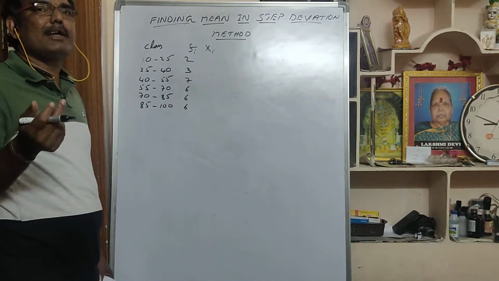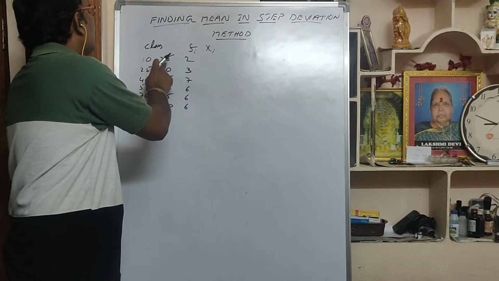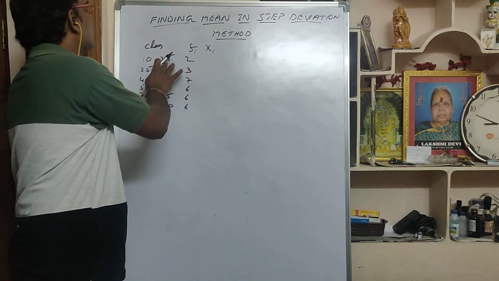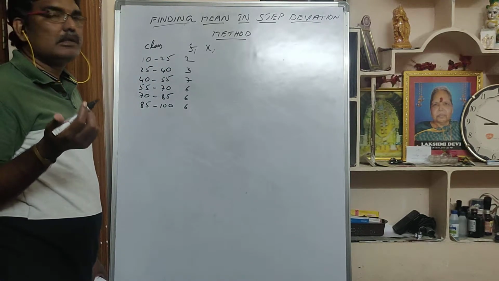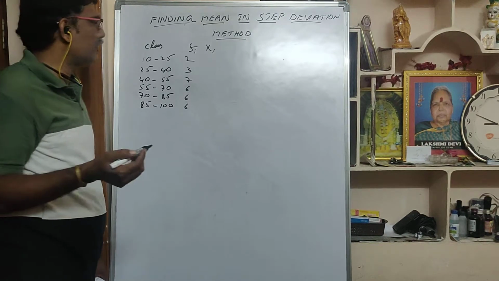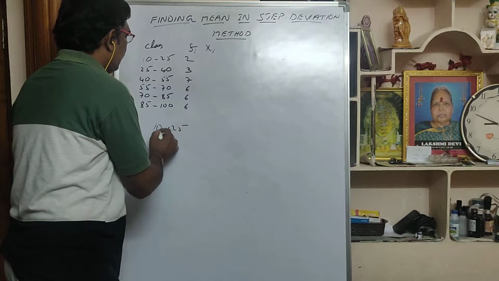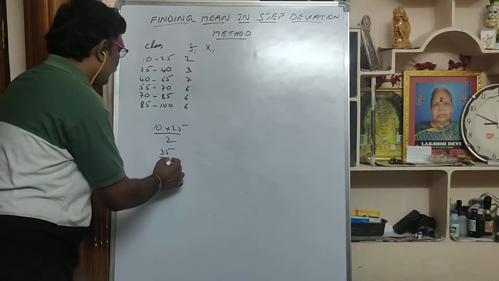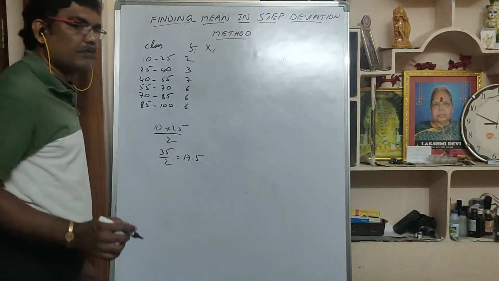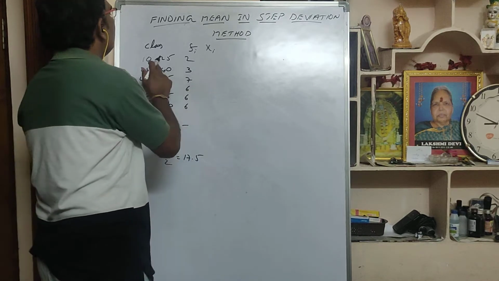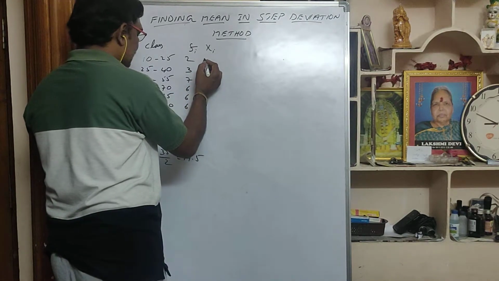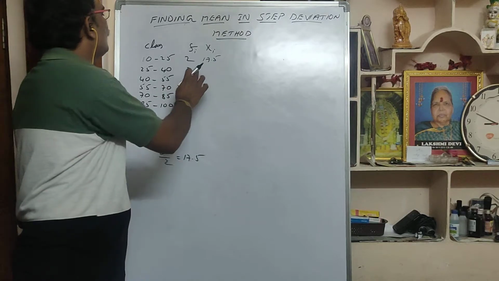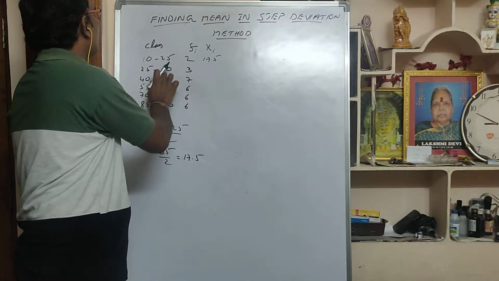How to get the mid value, I said already: take the lower and upper limits or boundaries and add them. So 10 plus 25 is 35. That 35, you divide by 2: 35 by 2 is 17.5. This 17.5 is the mid value of the 10 to 25 class.